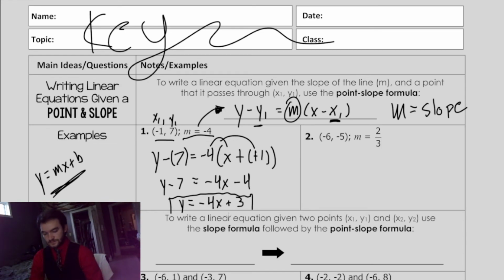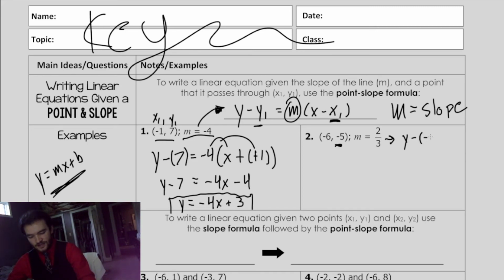Sweet. Let's try yet another one. Today we're only going to do about 2 slides of notes. We're going to do the whole thing because this stuff is very important. We're going to worry about the last bit later. So I've got one point and I've got my slope. Looking good, right? Now I'm going to plug it into this formula up here. So y minus y1, which is -5, equals the m value, which is 2/3, times x minus x1, so x minus negative 6.